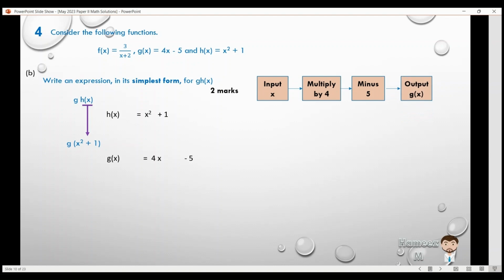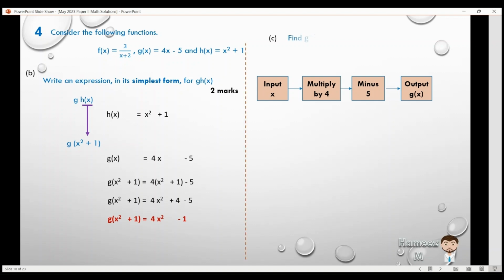So if we want g of x squared plus 1, that means our input is x squared plus 1. And what do we do? We take whatever our input is and multiply by 4. So it'll be 4 times x squared plus 1 minus 5. And now it's simply expanding the brackets and simplifying. So 4 times x squared is 4x squared. 4 times plus 1 is plus 4, minus 5. So that will give us 4x squared minus 1. And that is gh of x. So that's the simplest form to represent this composite function.